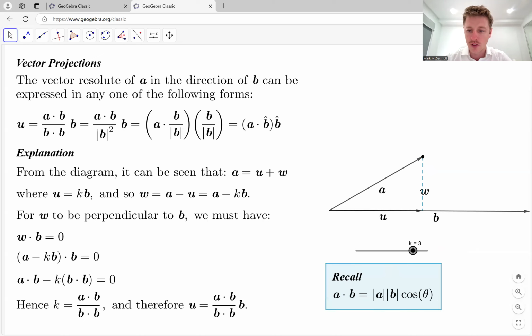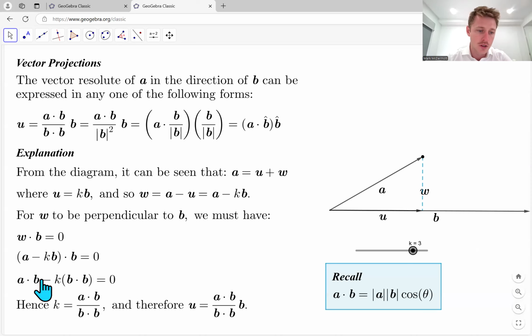Cosine of 90 degrees is 0. So again, for W to be perpendicular to B, we must have that the dot product between W and B equals 0. But we just showed that W is A minus KB. So A minus KB multiplied by vector B must equal 0.